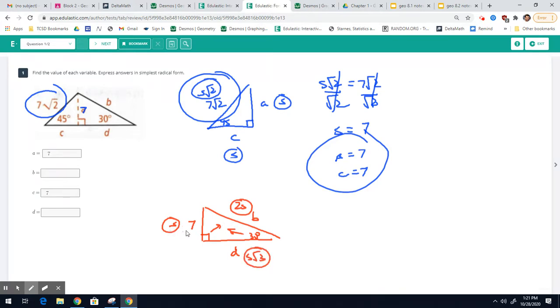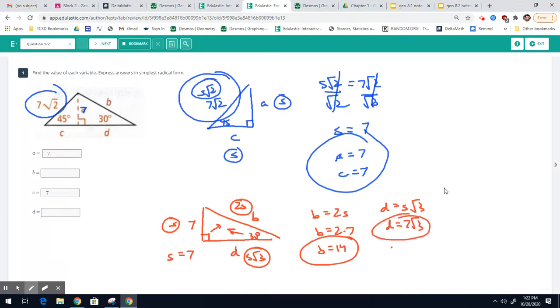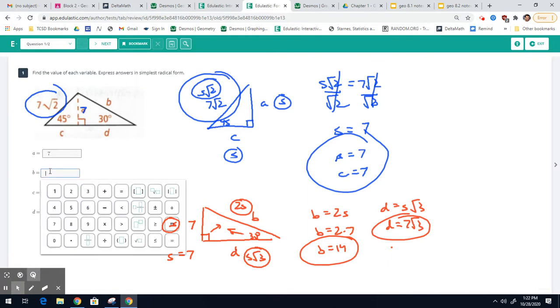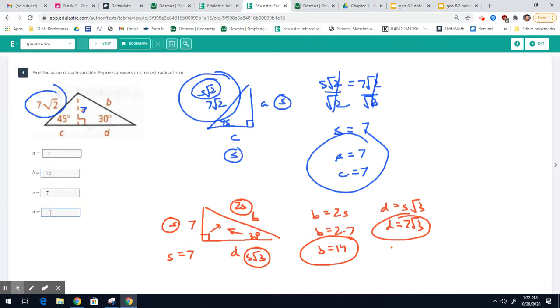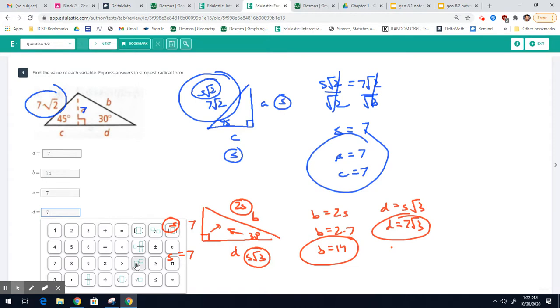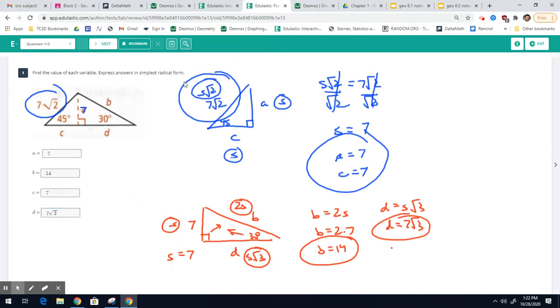Well, lucky for us, we know what S is. S is equal to 7. D and B are both equal to their own thing. B is equal to 2S, so B is equal to 2 times 7. So B is 14. And D is equal to S square root of 3. D is equal to 7 square root of 3. And that's D. So B is 14 and D is 7 square root of 3. There we go. Okay, next.